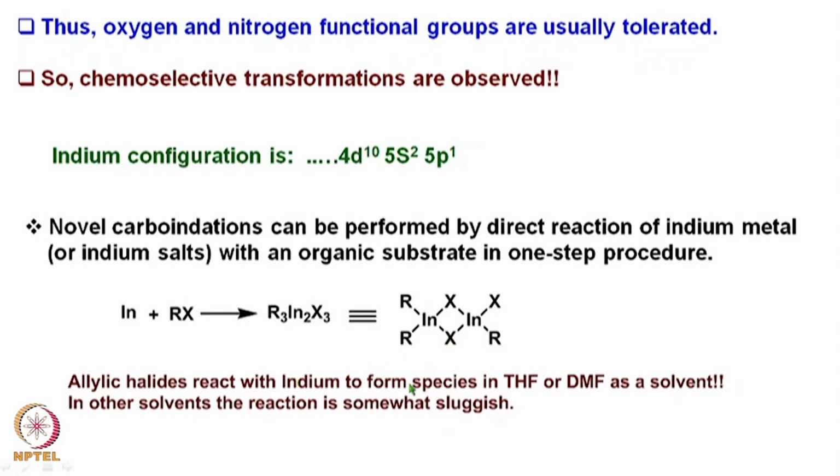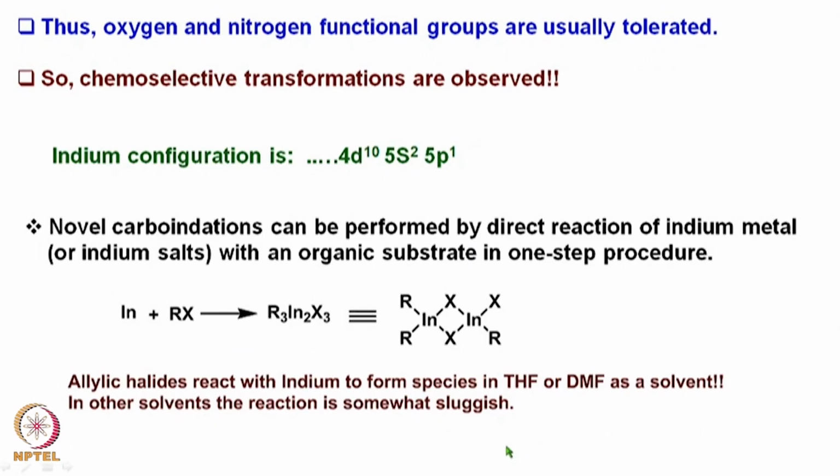Then what we can do is carry out the CC bond formations, and such reactions can be done in solvents like THF or DMF. In fact, THF or DMF solvents are generally preferred because in other solvents the reaction is found to be somewhat sluggish. Now we don't really have to isolate these organometallic species. We can simply mix indium or indium salts with the halides, and along with them the aldehyde or a ketone on which the reaction has to be done.